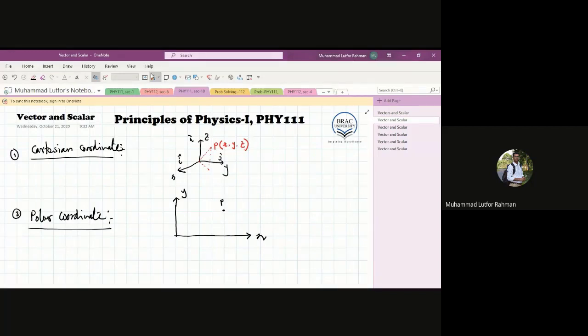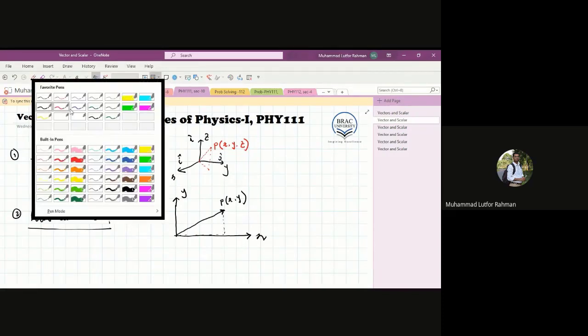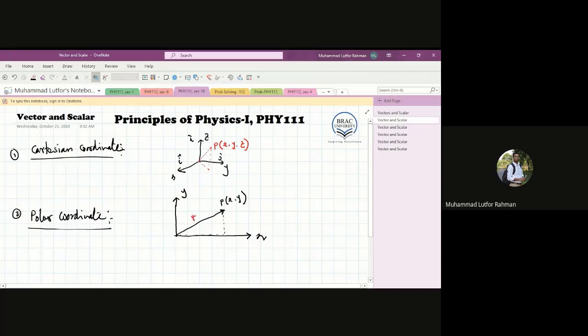Then I can use that line; this is the position vector P. But I'm going to express that point in a different way. In the Cartesian coordinate system, this point P has x and y, right? But in the polar coordinate system, we express it with two other variables, r and theta. These are the two basic variables of polar coordinates. And we know how to find the relation between these two, right?